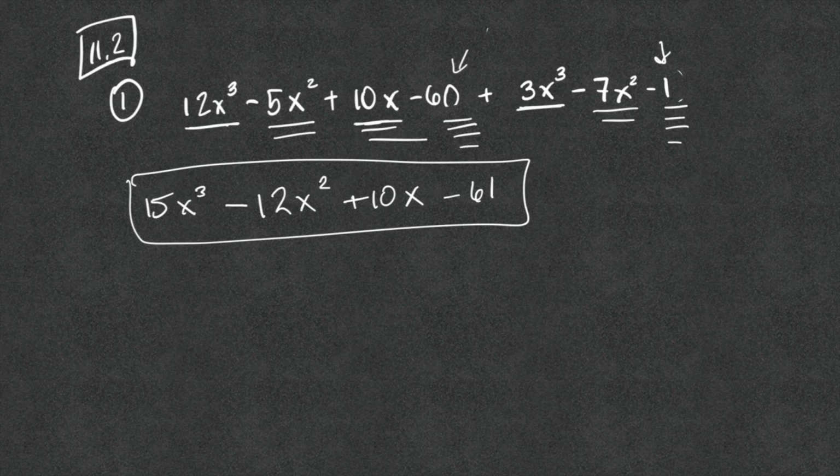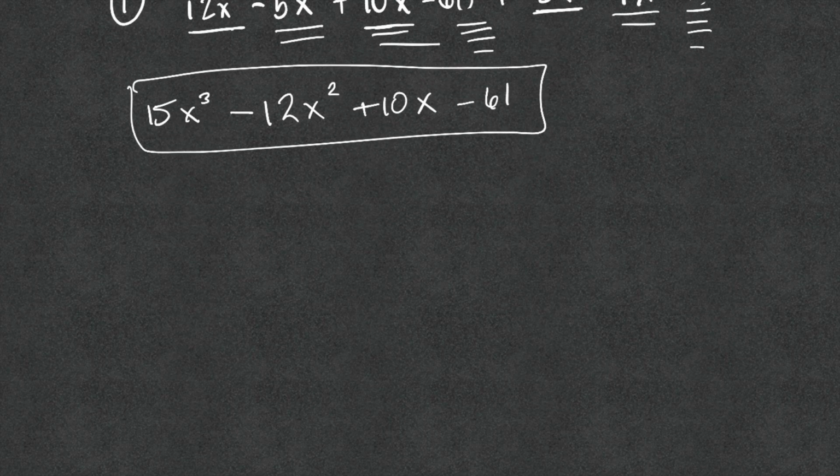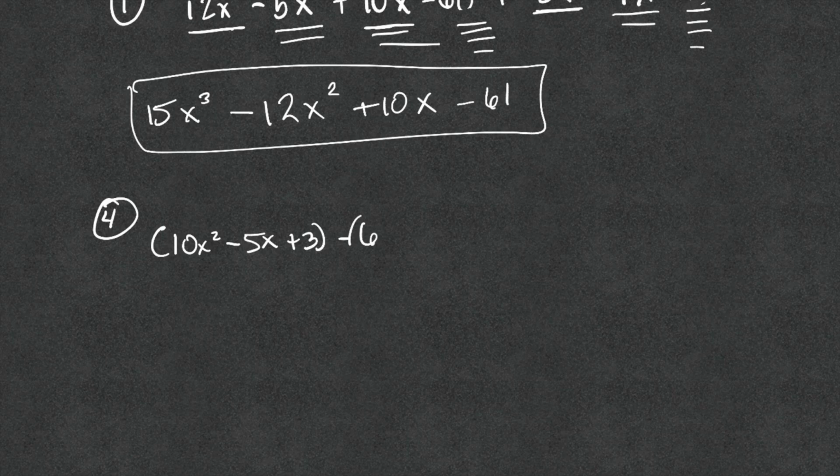Now let's look at subtracting. Subtracting is slightly more challenging. That was number 1. Let's find one that's subtracting. Okay, let's do number 4 together. We have a 10x squared minus a 5x plus 3 minus 6x, and I am going to keep that in the parentheses for now. 5x minus the 13.